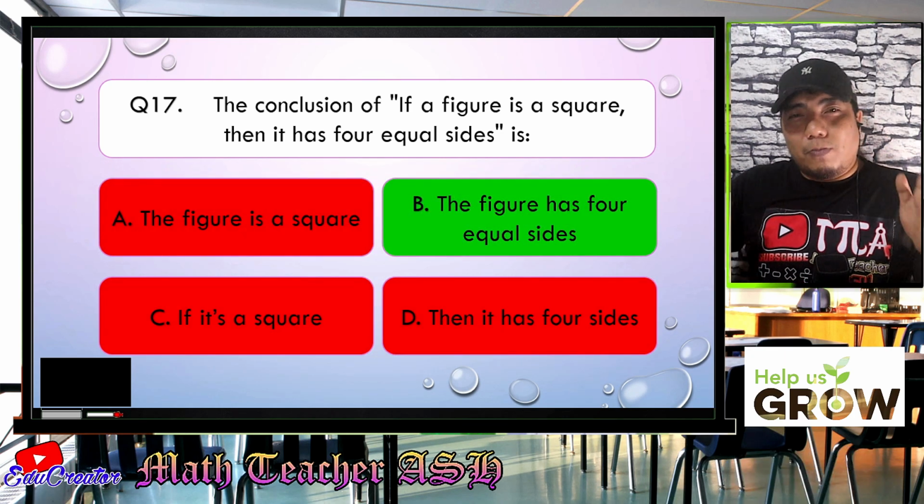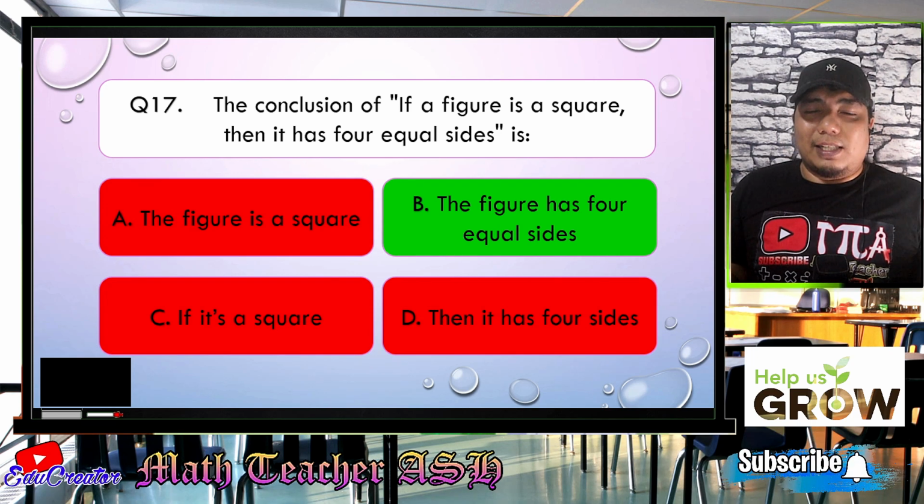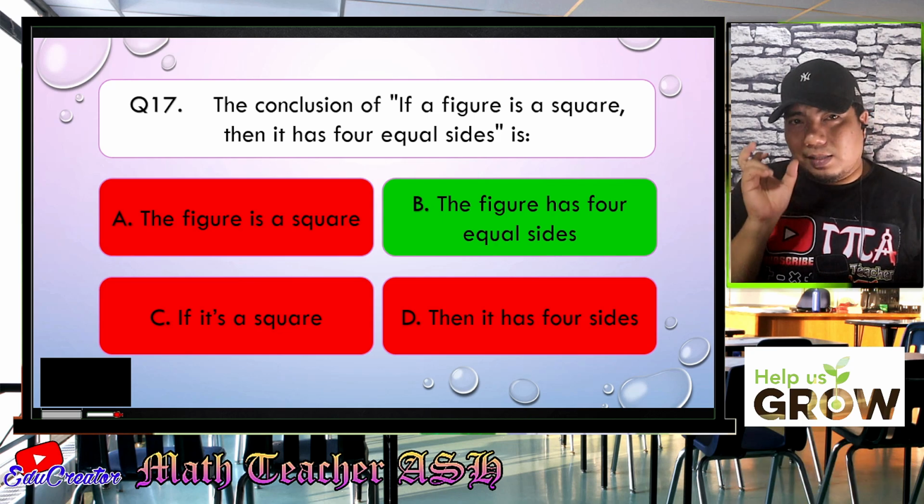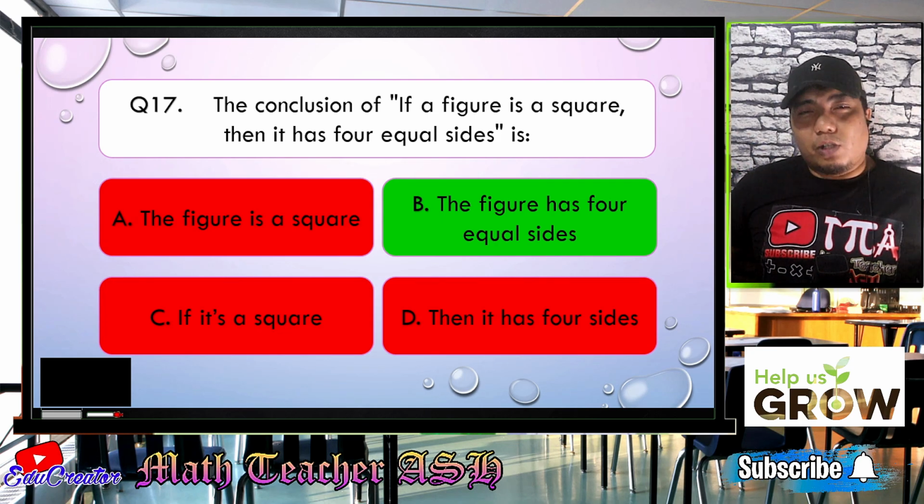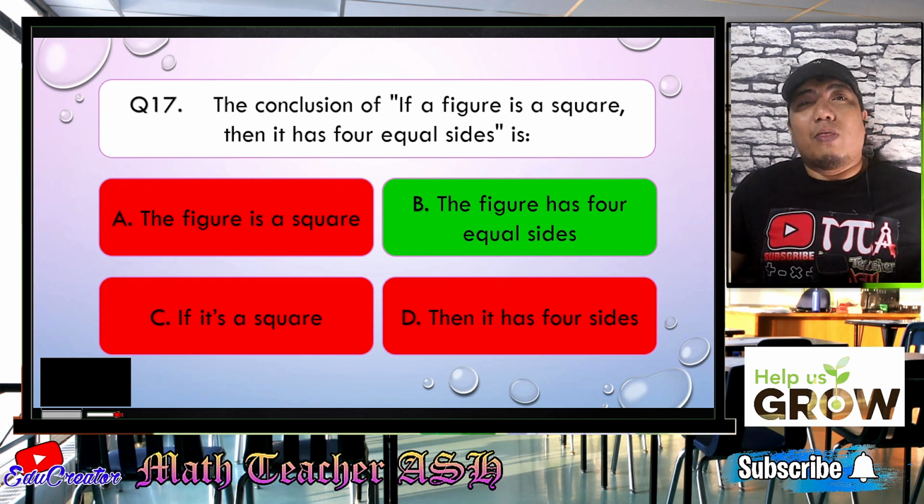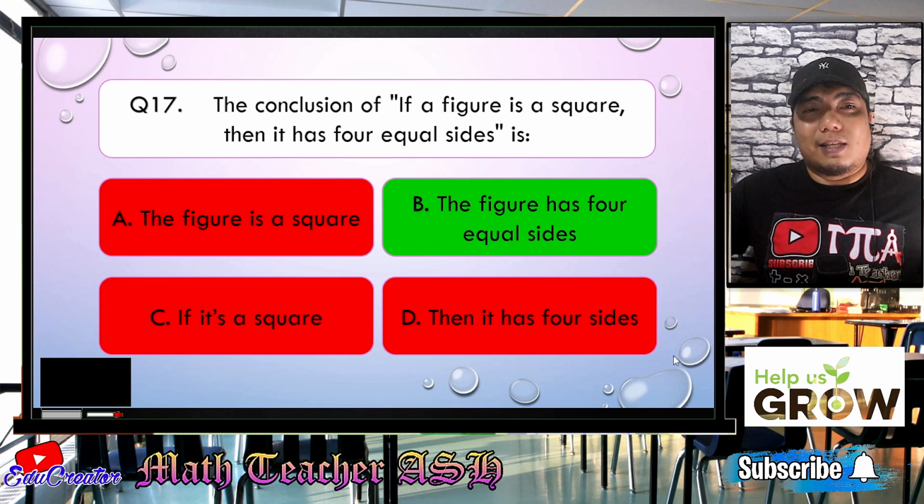So now, you might ask me, sir, how about letter D? Then it has four sides. Now, for the conclusion, it will not be getting the if and then statement or the if and then words. So for the hypothesis, the if is not included. For the conclusion, the then is also not included. All right, I hope that is clear, my dear math learners.